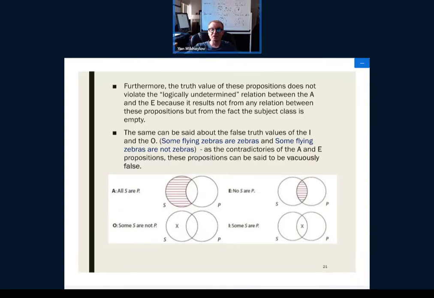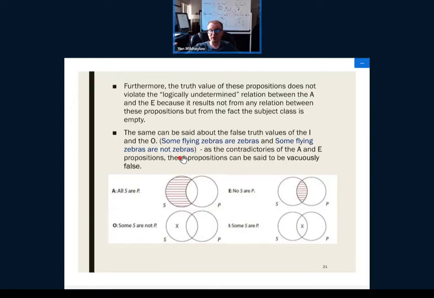It's true by the fact that there's nothing there, a vacuum. And equally, when you talk about O and I, both of them will be false. To say some flying zebras are zebras would be false, because we're assuming there's at least one flying zebra. And to say some flying zebras are not zebras would again be false, because we are assuming there's at least one flying zebra.